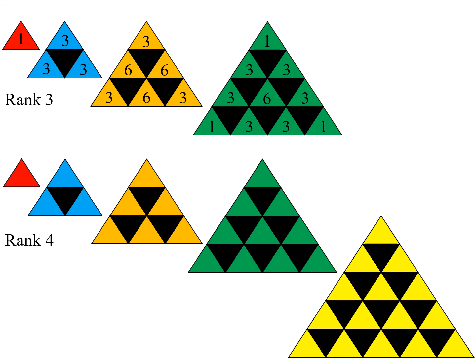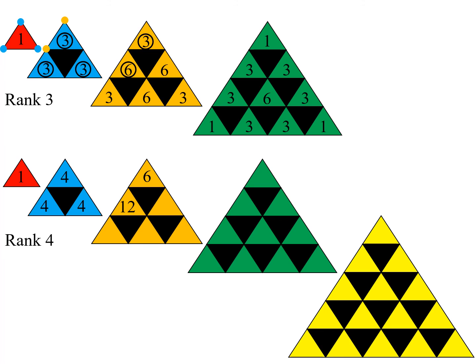Rank 4, top level, which is red, gets a 1. Rank 3. Red 1 plus blue 3 equals rank 4, 4. Rank 3. Blue 3 plus orange 3 equals rank 4, 6. Rank 3. Blue 3 plus blue 3 plus orange 6 equals rank 4, 12.